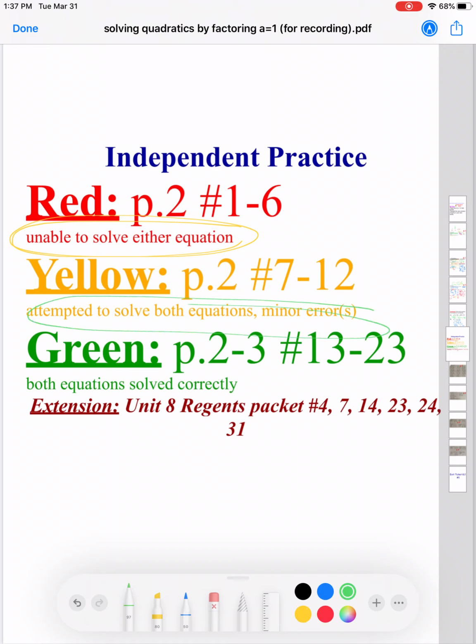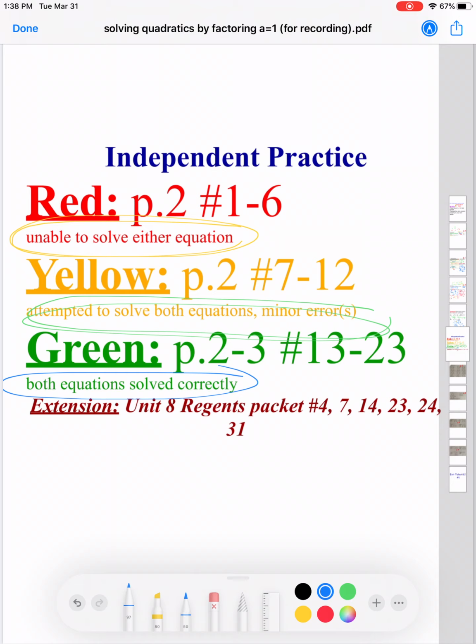If you feel like you kind of understood those two problems, but maybe you didn't get them totally correct, and you just have some minor errors, I'd like you to also be on page 2, but working on numbers 7 through 12. And if you're good and you got both of those problems correct and you feel like you understand, that would put you in green. Green, you're going to start with number 13, which is on page 2, and then you work your way up through number 23 on the next page. You'll notice that all of these questions, starting with number 15, have all been on a past Regents exam, so those are some great questions for you to answer.